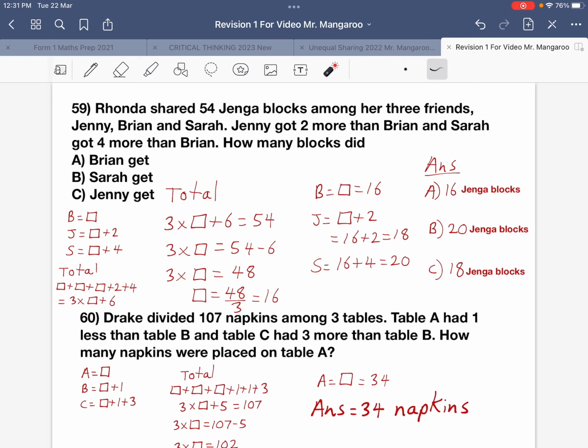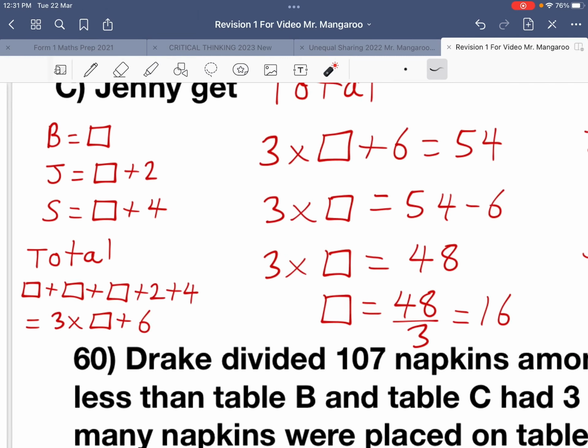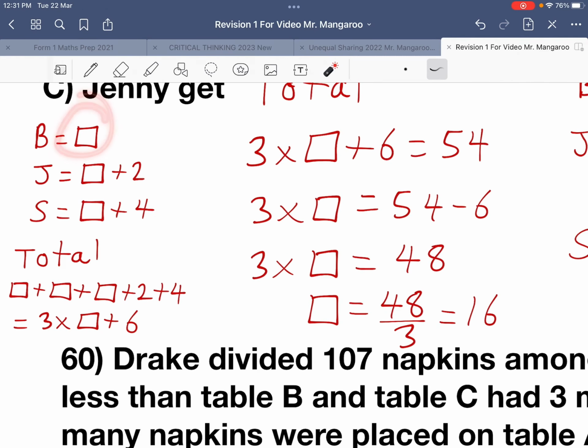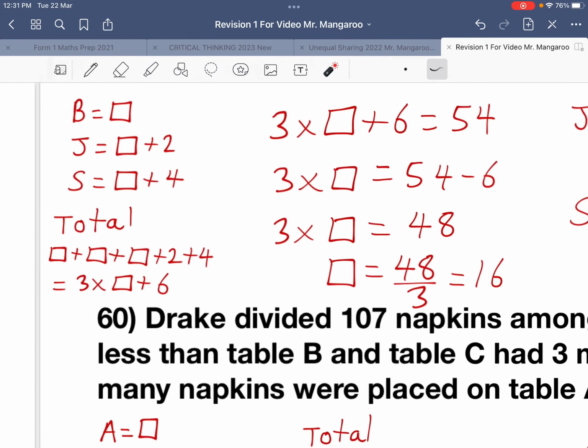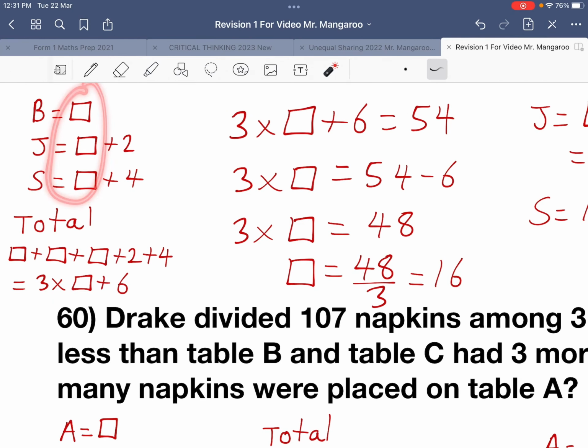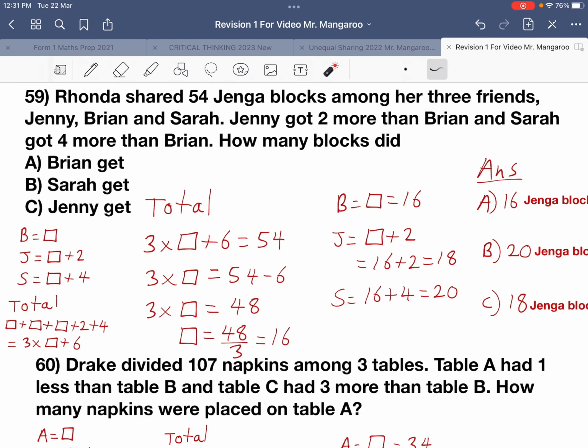So Brian has the least amount because Jenny got more than Brian and Sarah got more than Brian. So this is Brian's amount. Jenny got 2 more than Brian and Sarah got 4 more than Brian. So let's add them up together. That's 3 boxes, or 3 times box, 2 plus 4 is 6. And all of that is equal to the total that they gave us.